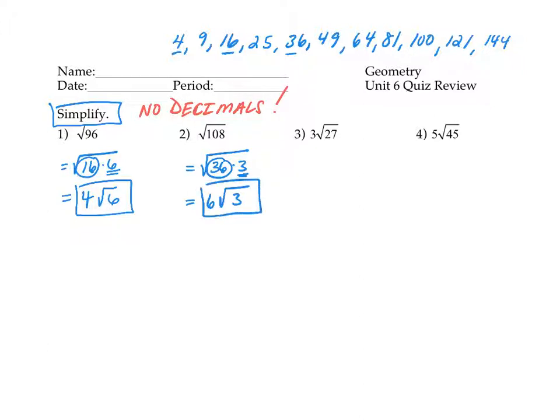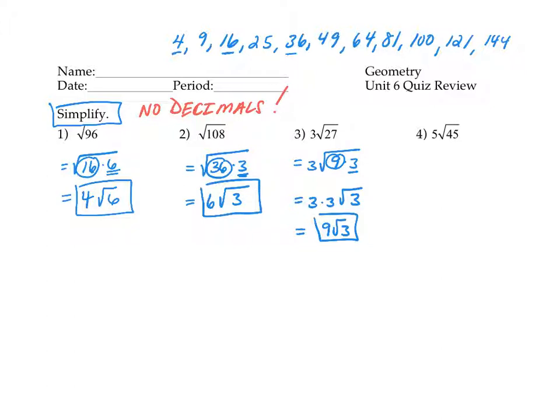Okay, now we're stepping it up a bit. We have a number on the outside already, and that's going to get multiplied by anything that we bring out. So you have your 3, and then you want to factor 27 into 9 times 3, because 9 is a perfect square that divides into 27. So we're going to have 3 times 3, and then we're left with this 3 inside. Final answer then is 9 square root of 3.